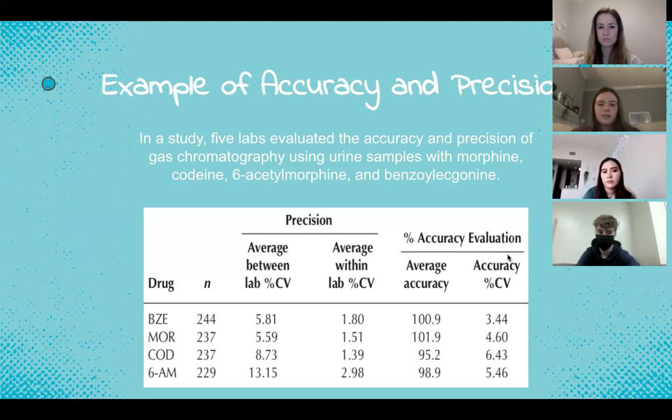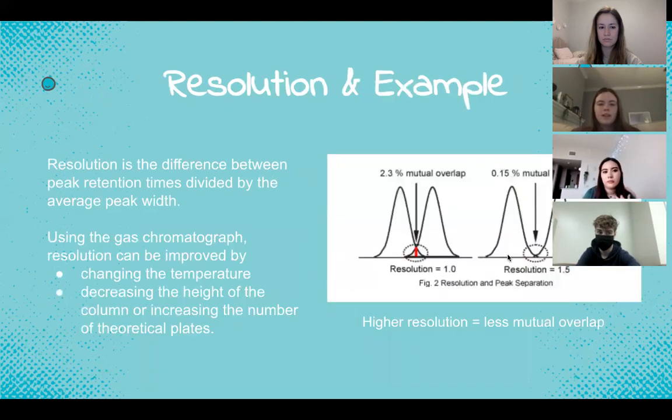Moving on to resolution. Resolution is the difference between peak retention times divided by the average peak width. Changes in resolution are due to changes in peak separation and/or peak width. If the increase in peak separation is greater than the increase in peak width, improved peak resolution occurs. Lowering column temperature is a common method to improve peak resolution.